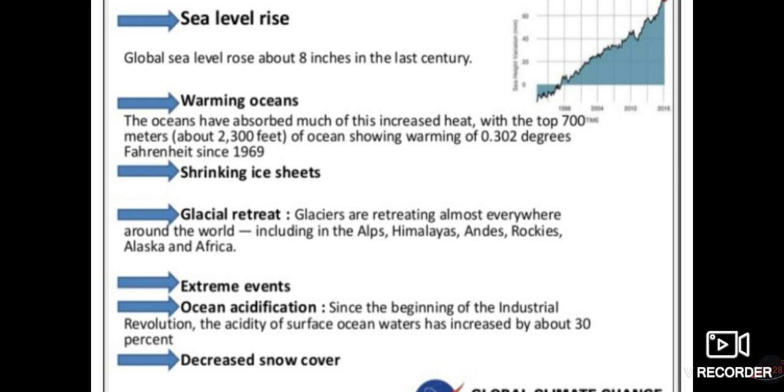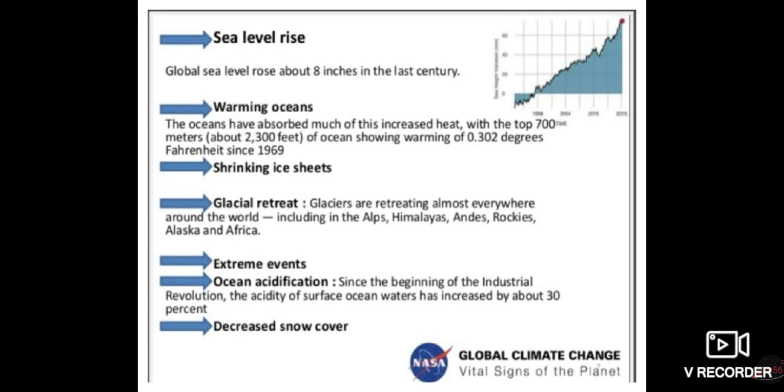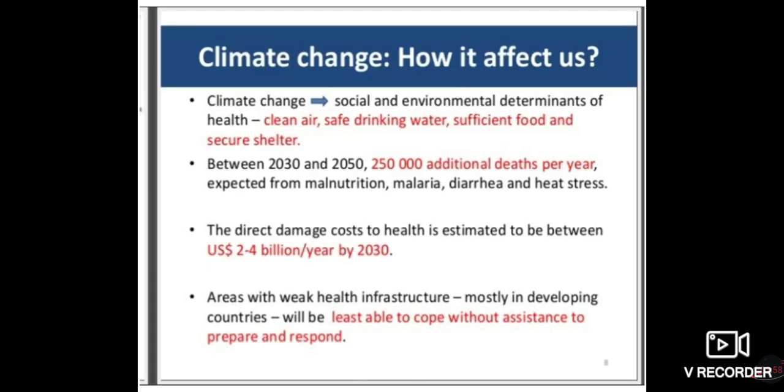Another one, shrinking ice sheets. And another one is glacial retreat. Glaciers are retreating almost everywhere around the world, including the Alps, Himalaya, Andes, Rockies, Alaska and Africa. Another main point is ocean acidification, the increasing acidity of the ocean. Decreased snow cover: the snow is reducing nowadays. These are all the climate changes.